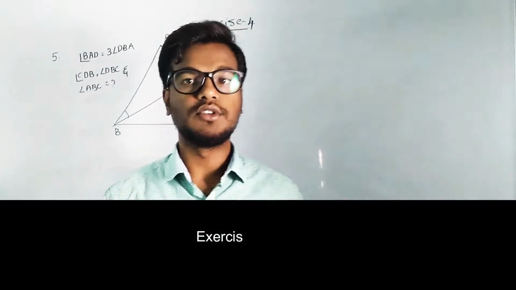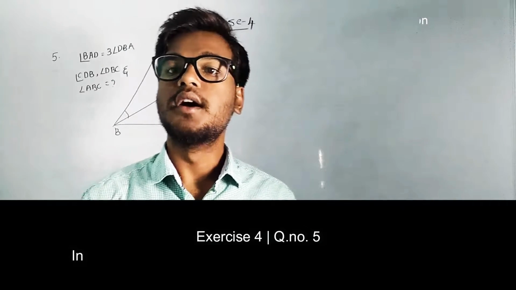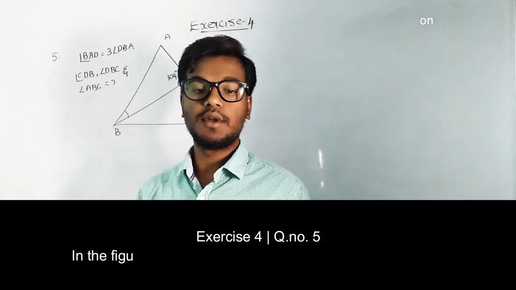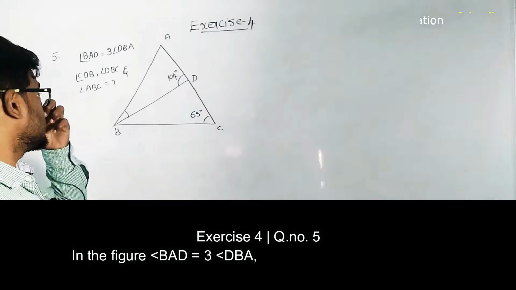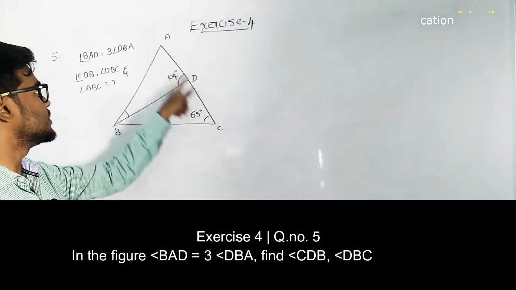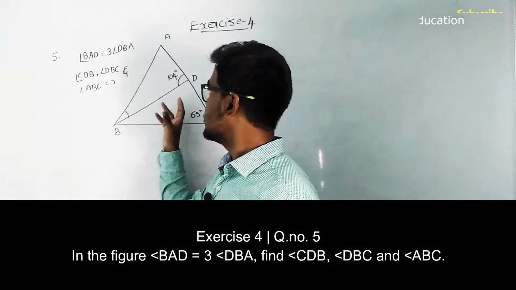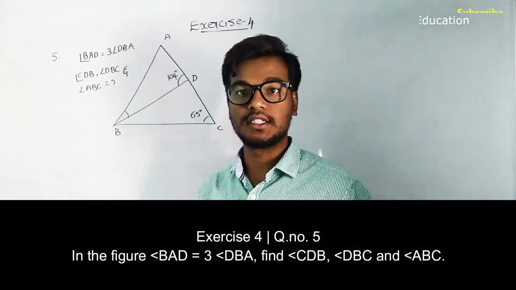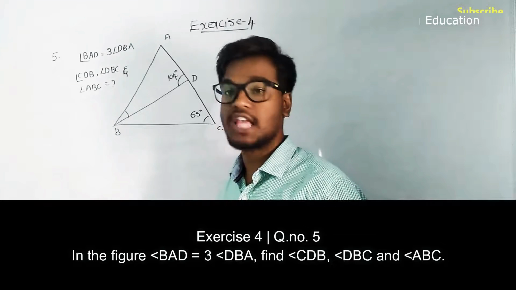In this module, we're going to discuss the solution for the fifth question in Exercise 4. Here they have given one question in the format of, as usual, a triangle. We need to find one relation they have given: angle BAD will be equal to 3 times angle DBA. Next, what angles do we need to find? Angle CDB, angle DBC, and angle ABC.